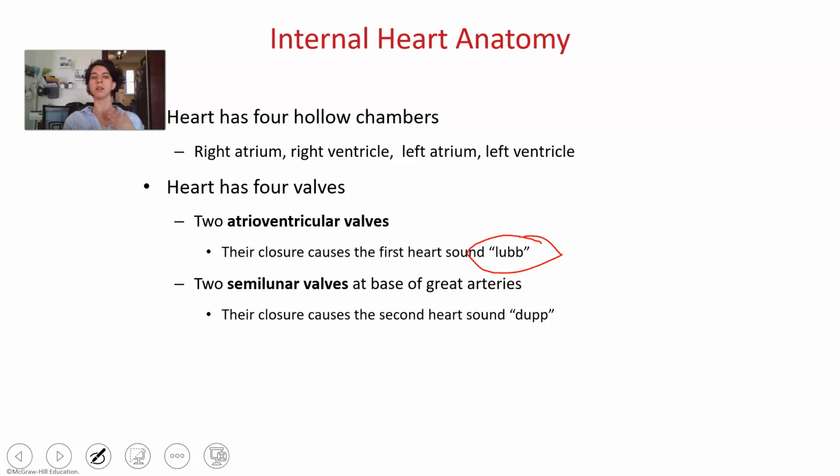Even if you put your ear up against someone's chest, you will be able to hear heart sounds, right? Those heart sounds are generated by the closing of valves. So the first sound is the closure of the atrioventricular valves. There are 2, and we call them AV valves. AV, or atrioventricular, means they are between the atria and the ventricles. And then we have 2 semilunar valves that are at the base of the great arteries that are carrying blood away from the heart.